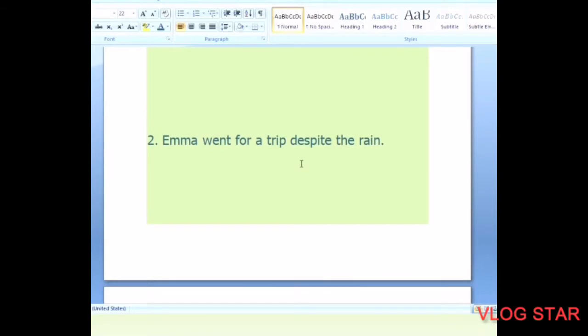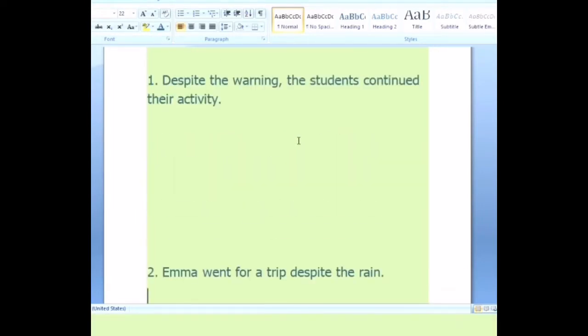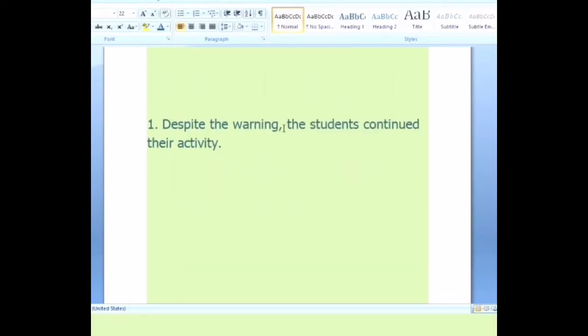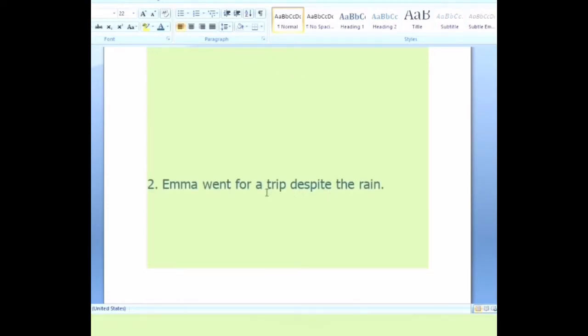Now let's take the second pattern. Emma went for a trip despite the rain. Now, Emma went for a trip is the main clause, and despite the rain is the subordinating clause. Since the subordinating clause comes after the main clause, a comma is not needed in this sentence. So again, if the subordinating clause comes before the main clause, a comma is placed between the two clauses. And if it comes after the main clause, there's no need to put a comma anymore.